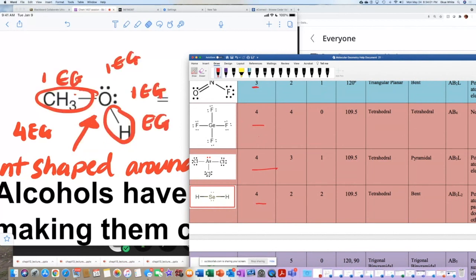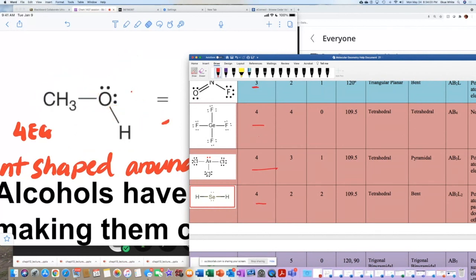I've shown you how to figure it out. Okay. This is a group. This is a group. This is a group. This is a group. Okay. So let me erase this part so we can focus on the bonding part. This is a group, this is a group, this is a group.